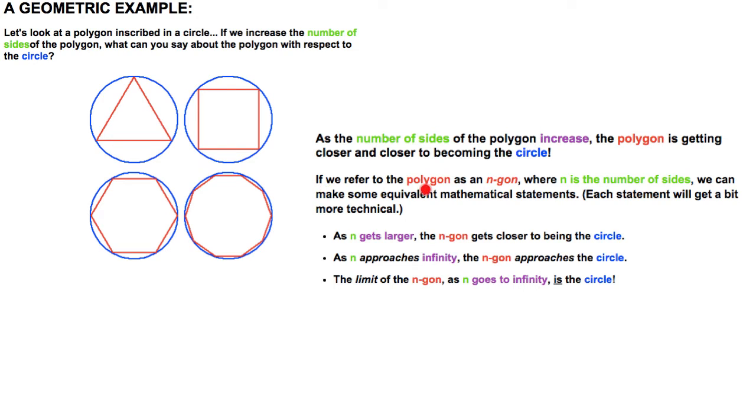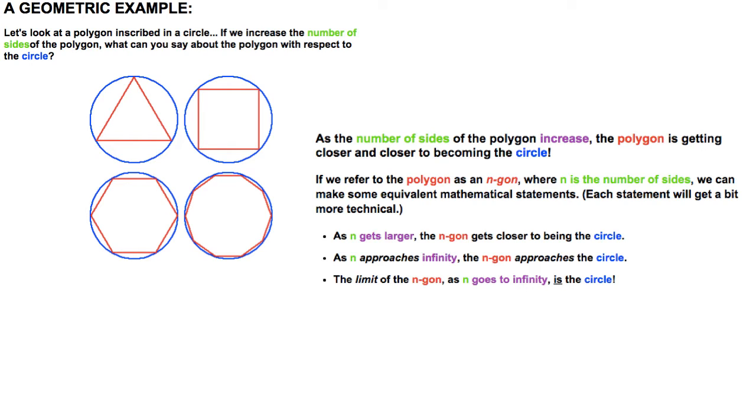If we refer to the polygon as an n-gon, where n is the number of sides, we can make some equivalent mathematical statements. Each statement will get a little more technical. So I'm going to read these statements to you, and again, the more I read, the more technical we get. As n, the number of sides, gets larger, the n-gon, the shape, gets closer to being a circle. As n, the number of sides, approaches infinity, the n-gon approaches the circle. And the limit of the n-gon, as n goes to infinity, is the circle.